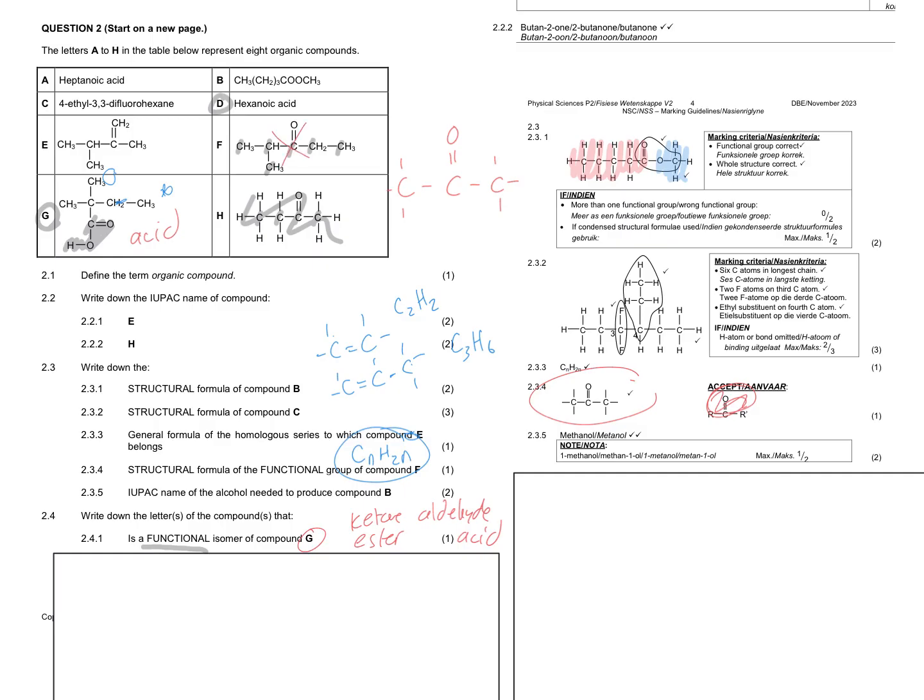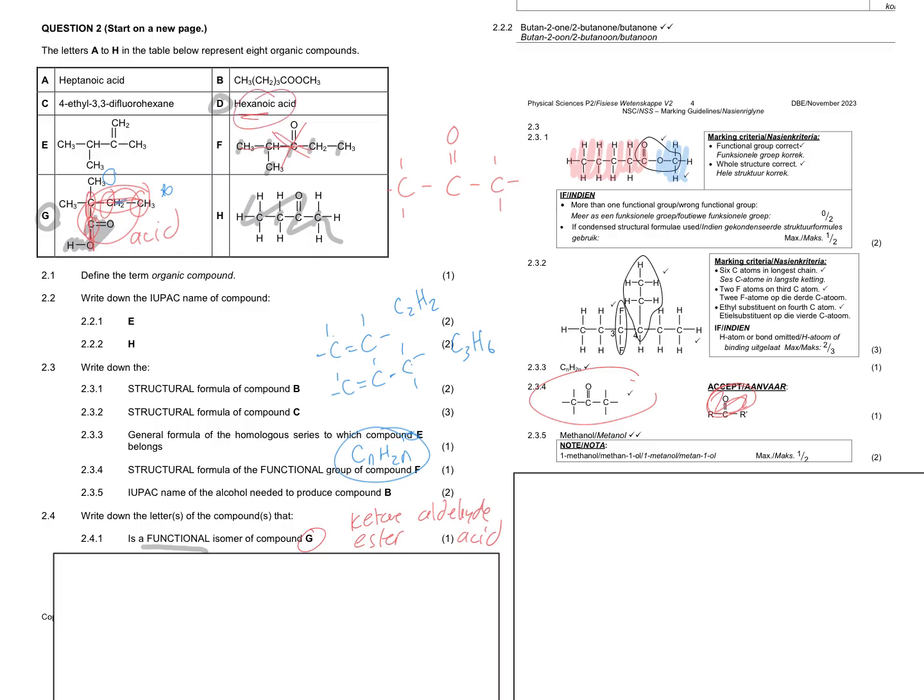Yeah, because the chain here, the continuous chain is 1, 2, 3, 4. So this is 4 carbons in a row. This is 1, 2, hexanoic acid will be 6 in a row. So this is 4 in a row, this is 6 in a row. It's a chain isomer. This is not a functional isomer because this is a ketone.